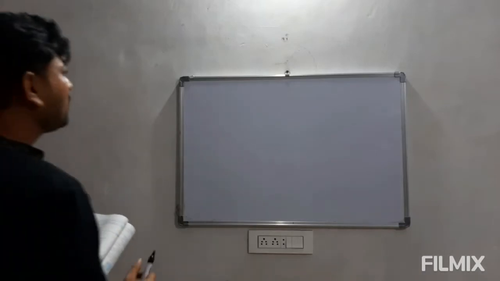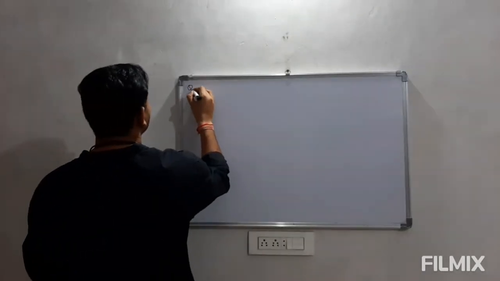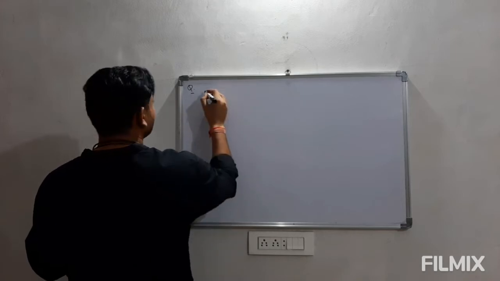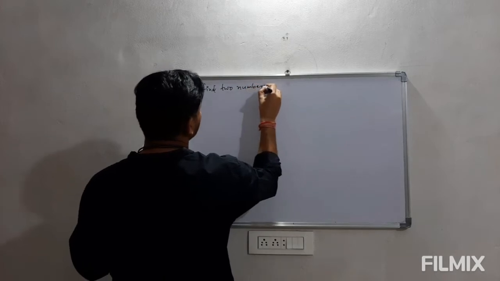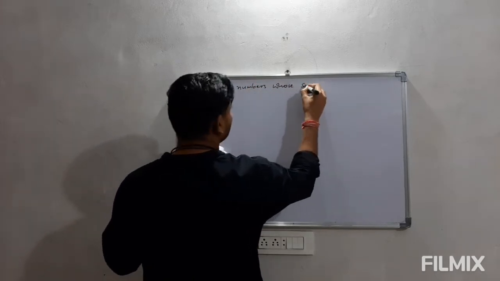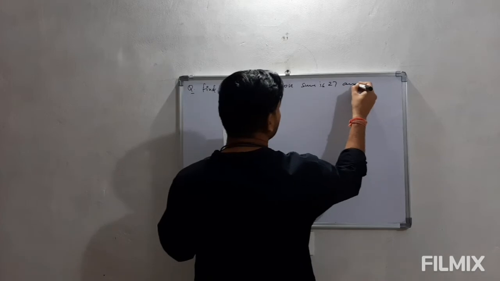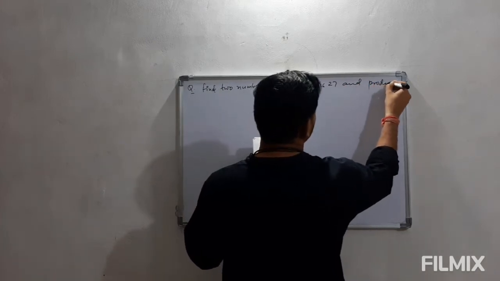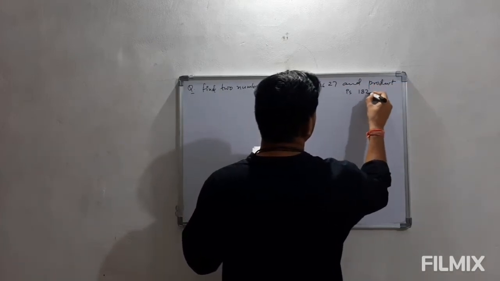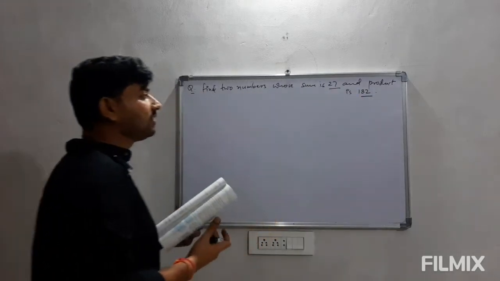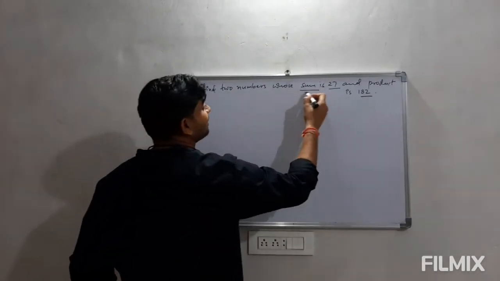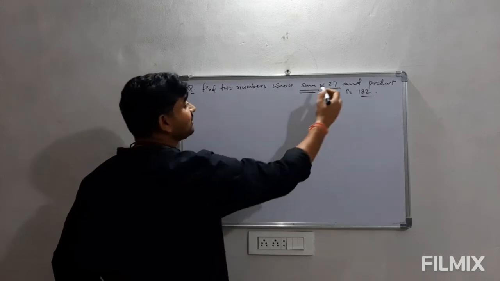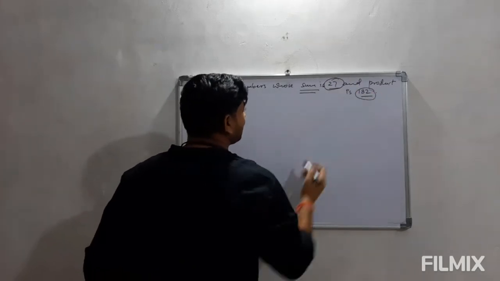Now let me take one word problem based on factorization. I am taking a question here. It is like find two numbers whose sum is 27 and the product is 182. The numbers whose sum is 27 and the product is 182. We have to find such numbers. Here clearly the numbers we have to find in which the sum is given as 27 and the product is 182.